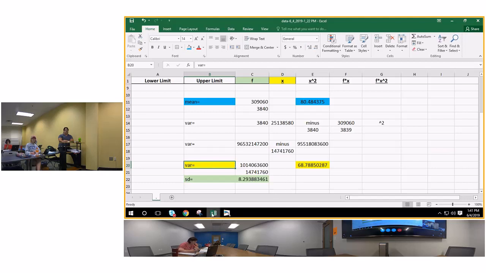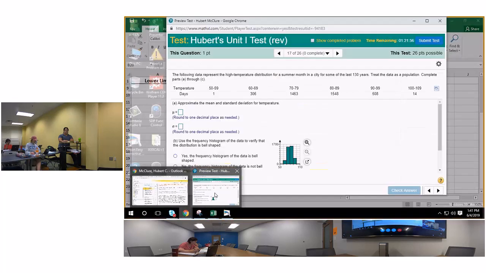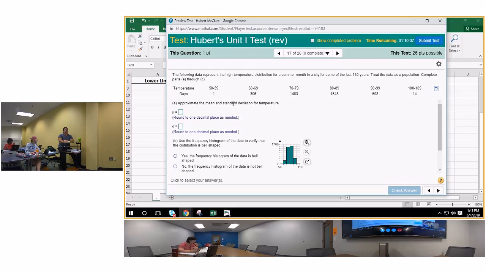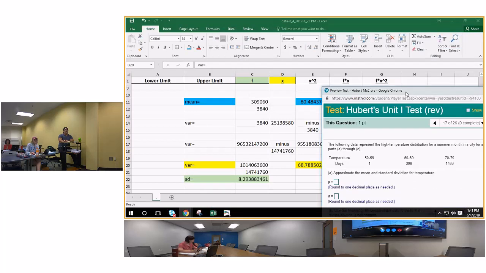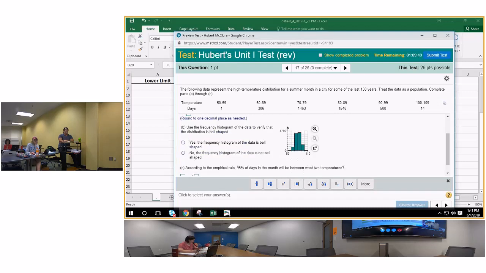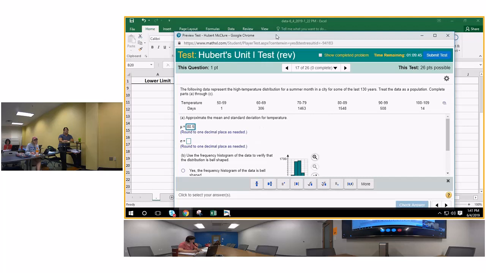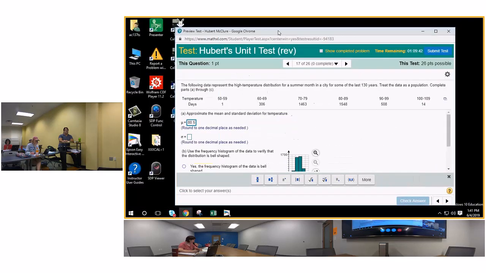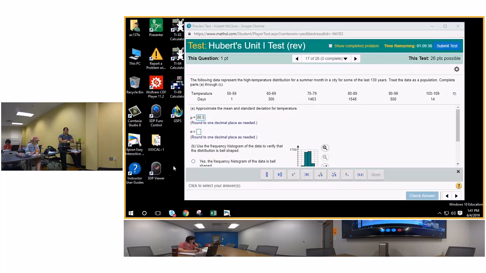Let's see what the question asks. Okay, approximate the mean and the standard deviation of the temperatures. So what does it say round to? 1 decimal place. Oh, golly, consistency. Isn't that nice? Okay, the mean is 80.5. And the standard deviation is 8.3. Don't ask me why they go away. I don't know why they go away when I do that. I done forgot. What'd I say? 80.5. The standard deviation is what? 8.3.